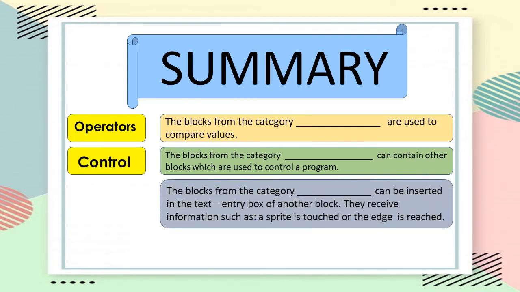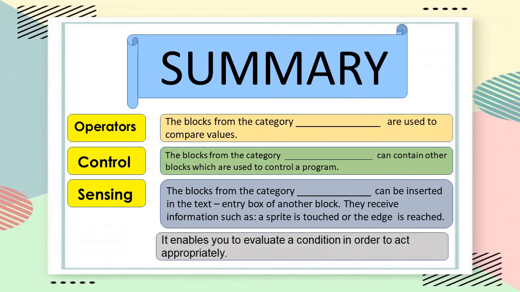The third one says the blocks from this category will receive information such as the sprite is touched or the edge is reached. So this one is from the category sensing. And last but not the least, it enables you to evaluate a condition in order to act appropriately. And the answer is, if you're saying condition if, then you are correct.